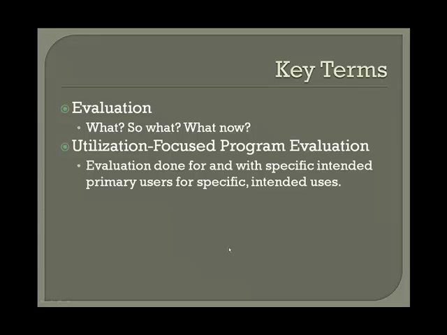Our textbook did a good job defining the term evaluation. Basically, evaluation as defined by Patton answers three basic questions. What, so what, and what now? In other words, every time you do an evaluation, ask yourself, what is it that you are evaluating? What is the program about? And then ask, so what's the point of doing the evaluation? What's its significance? Finally, after you conduct your evaluation, you have to ask, based on your findings, what now? What are your recommendations?